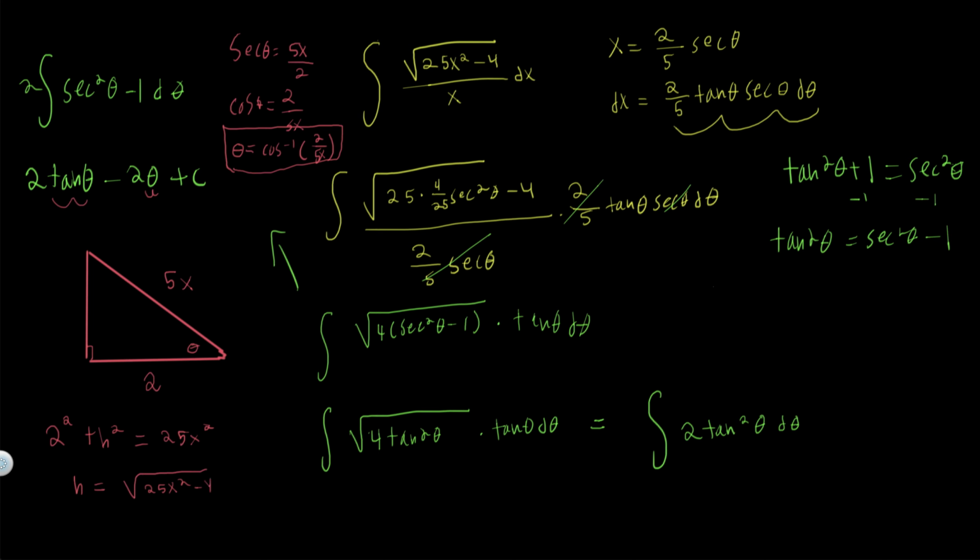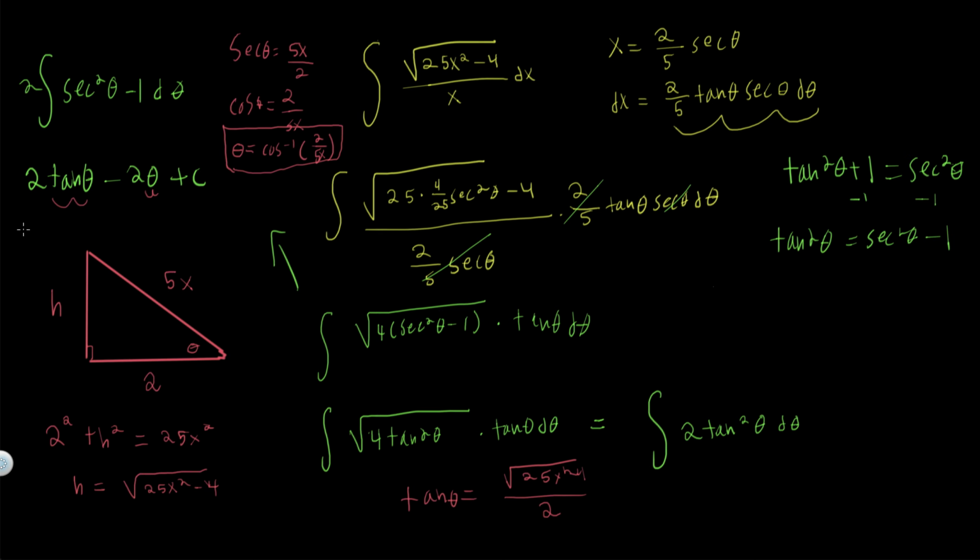That's interesting. 25x squared minus 4, right? Now, tan of theta is h over 2, right? So let me write that right here. So tan of theta is the square root of 25x squared minus 4 over 2. Okay. Now, let's see. So we got that value. Sorry, 25x squared minus 4 over 2. All right. Now we can just substitute those values in here to write our final answer.